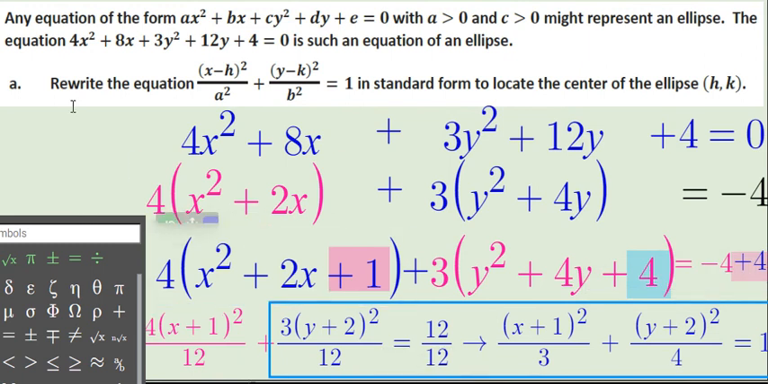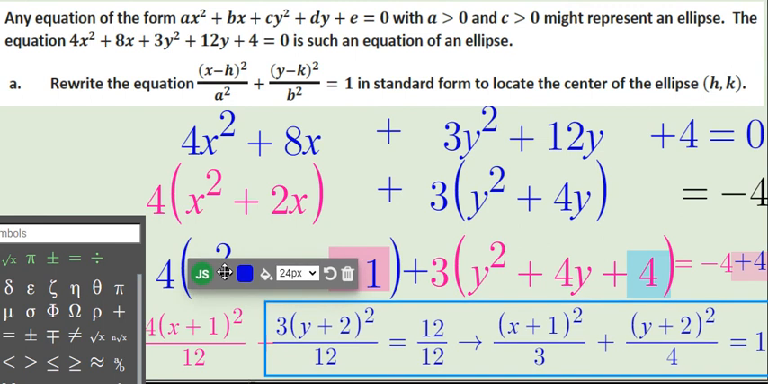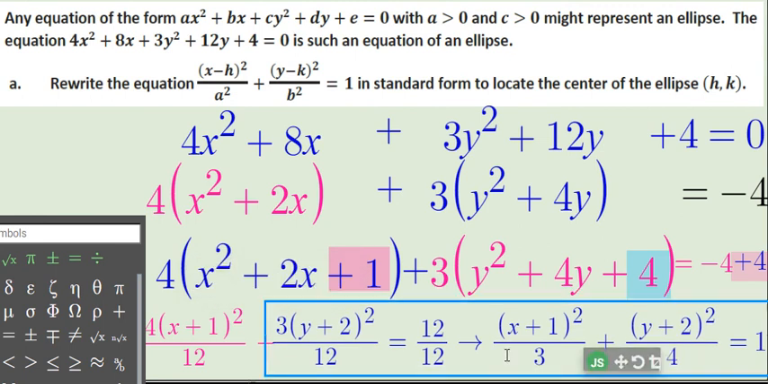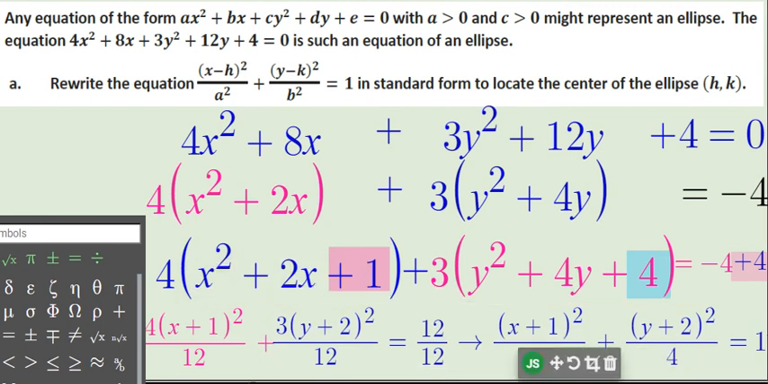And that's how we rewrite this equation as the equation of an ellipse. We get x plus 1 squared over 3 plus y plus 2 squared over 4 equals 1. Now we want to go through and graph this using two different methods so that we always know that we can graph this ellipse no matter what form it's actually in.